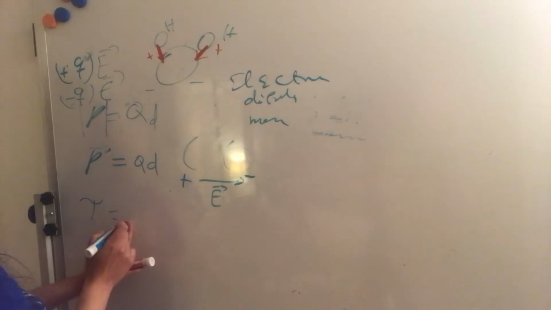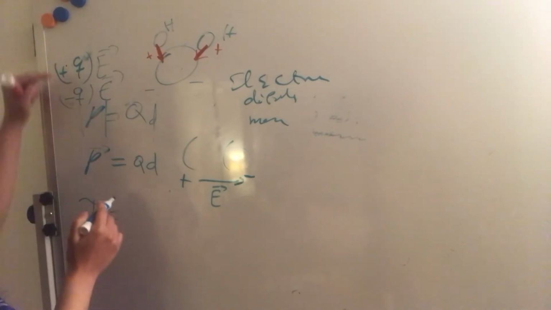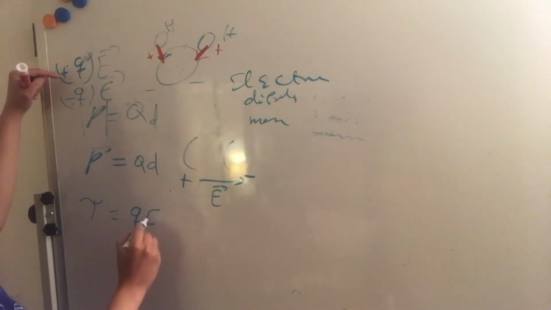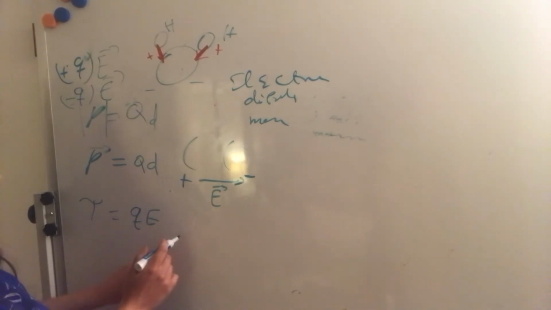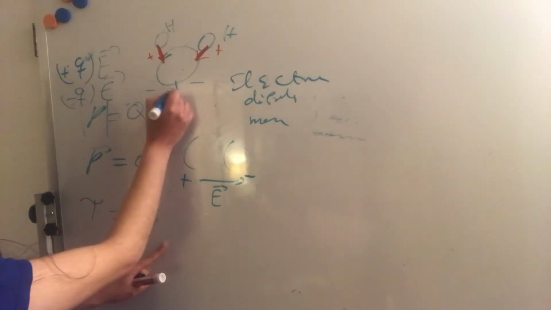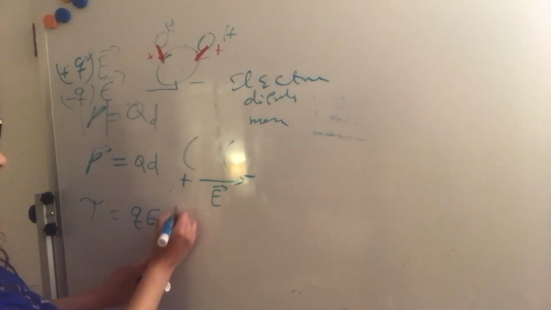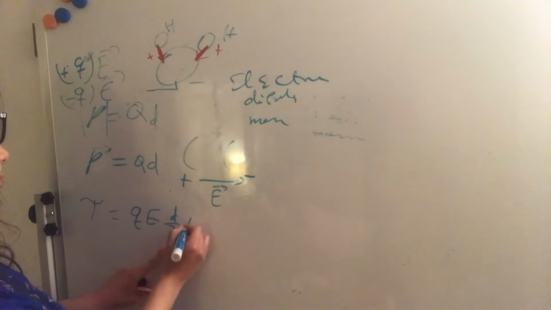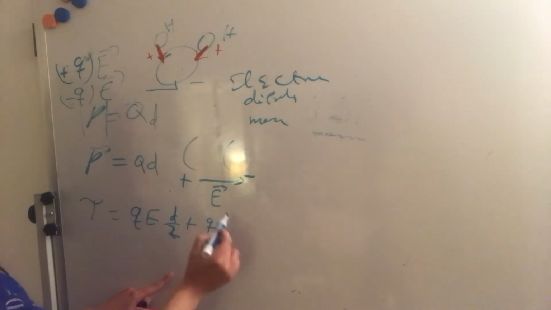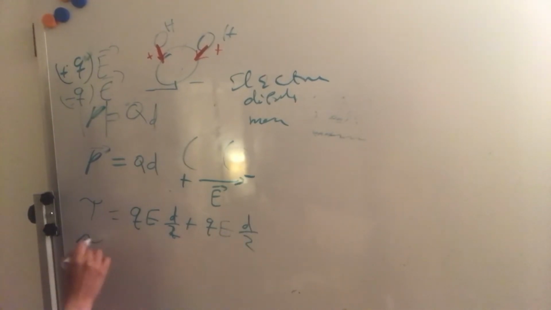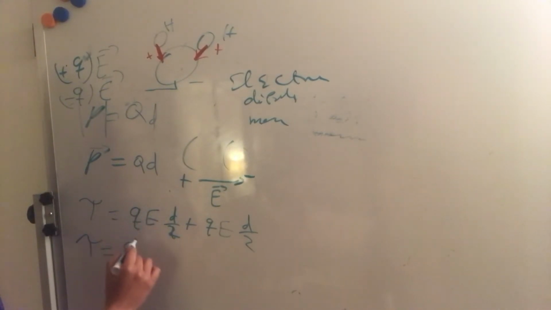So the torque is the force, that is Q times the electric field, times the distance. Now this is the distance, so it's d over 2, plus the other one, that is the force, the other Q times the electric field, times d over 2. So the torque is Q times E times the distance. The Q is like force.